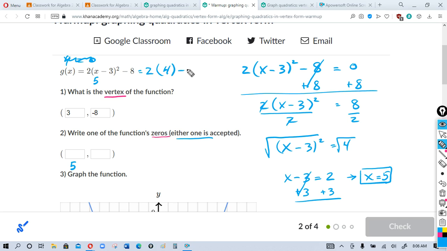And then we have the minus 8. 2 times 4 is 8. Minus 8 equals 0. Okay? So at x equals 5, y equals 0. So put in x equals 5 and y equals 0.